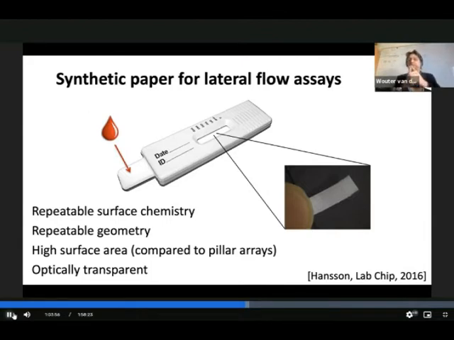Because it has a repeatable surface chemistry. Remember, it has tile groups that we can functionalize at will and very controllable. It has a repeatable geometry. We know very well how it looks, perfectly controlled. It has a high surface area and it's optically transparent.